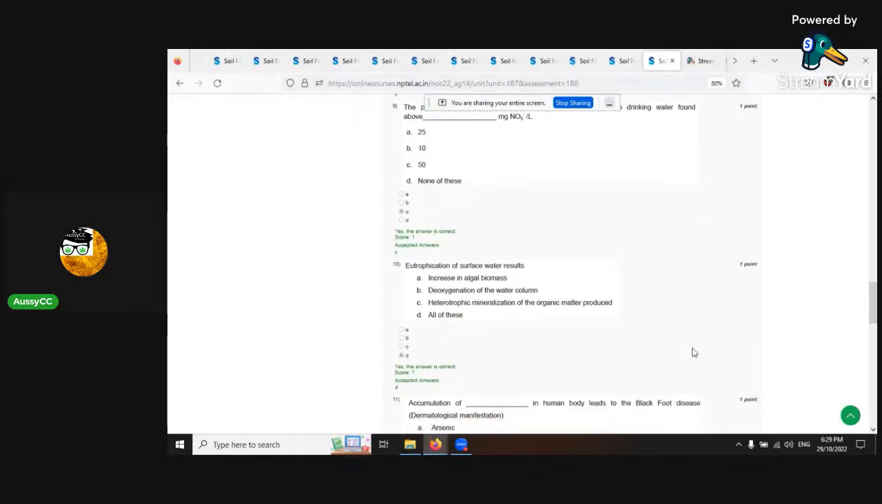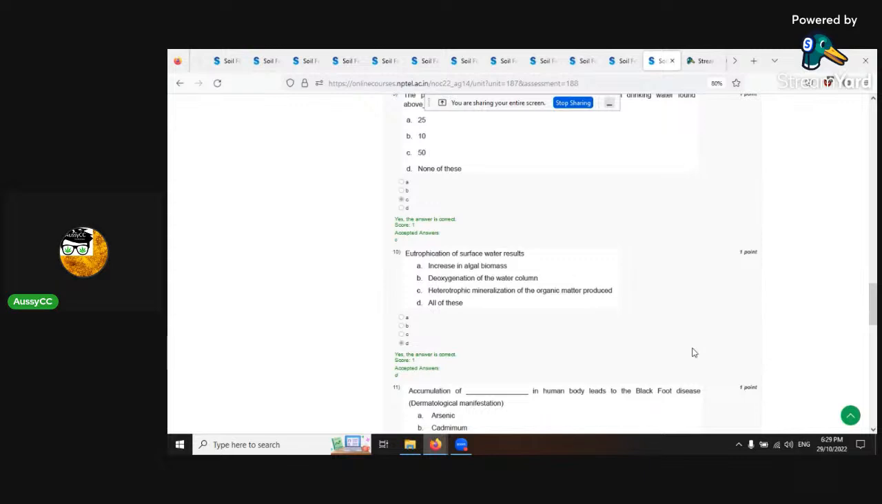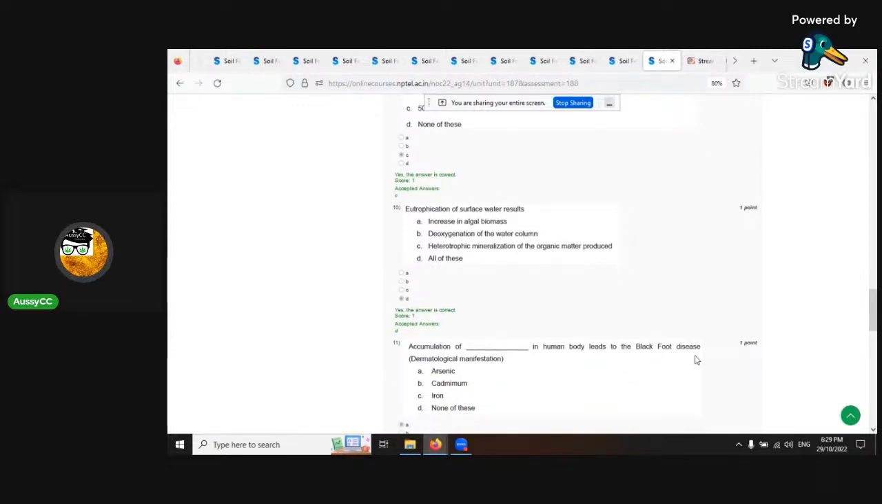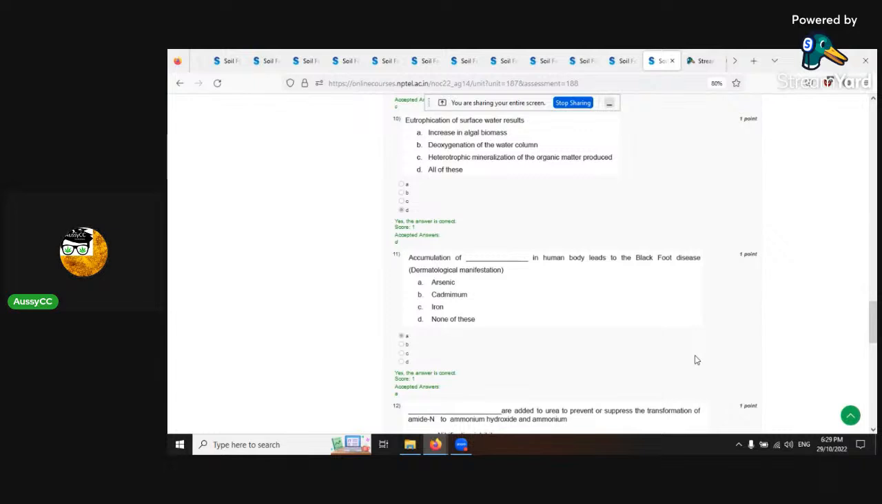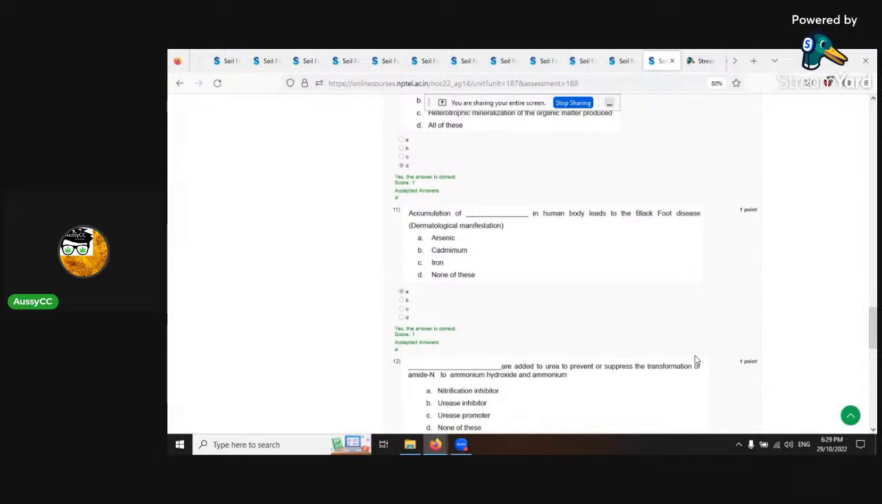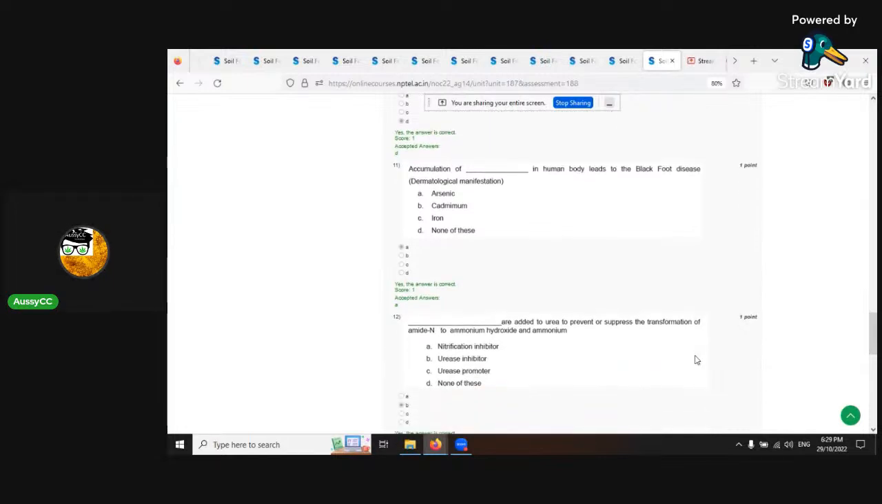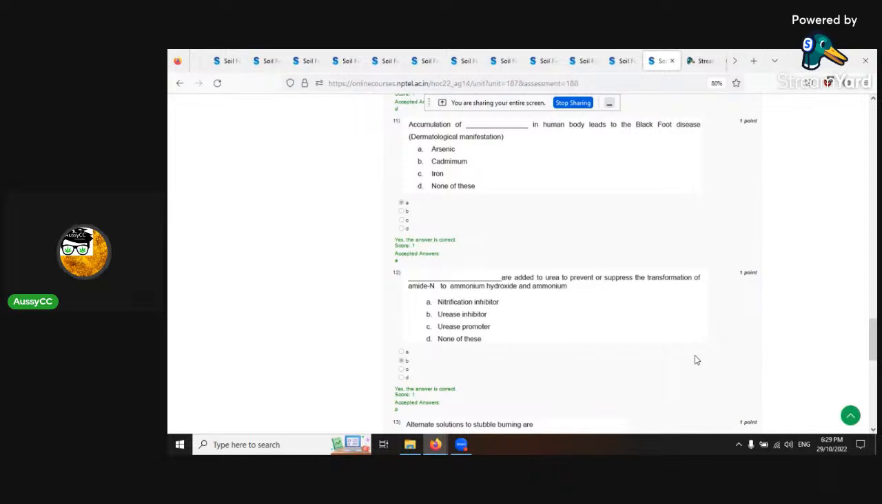It's all of them. Accumulation of arsenic in the human body causes blackfoot disease. It's important to test groundwater sources. Something is added to urea to prevent surplus and transformation: a urease inhibitor. That's cool. Other stuff to consider when you're making fertilizers.